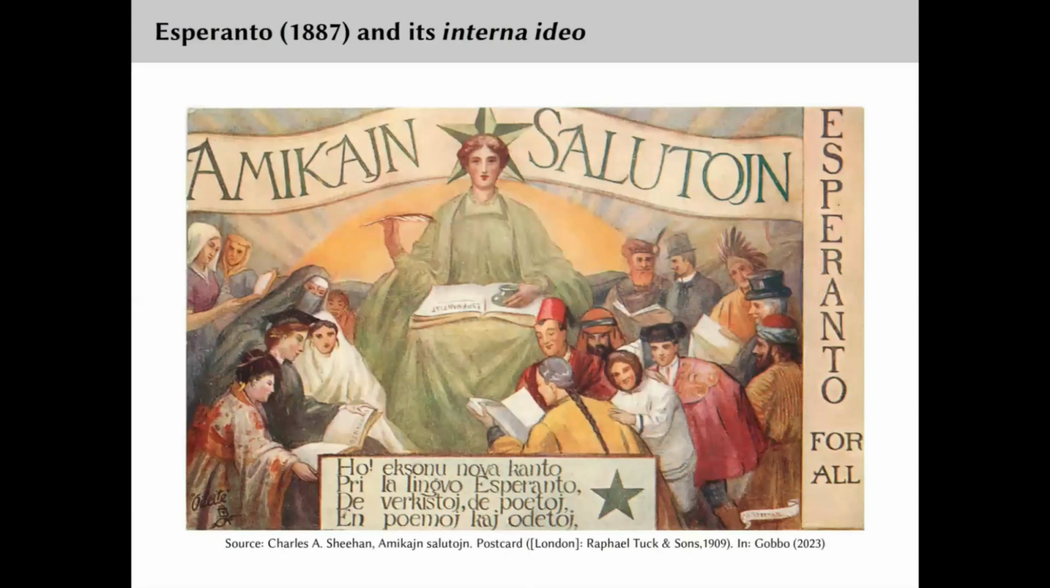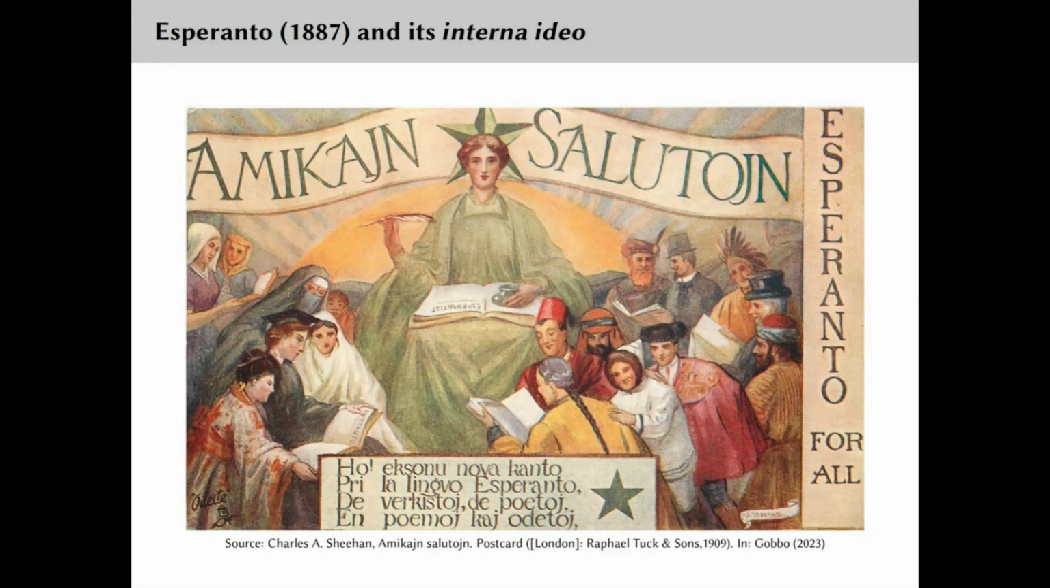We can see here a postcard of 1909, Amica saluto, in friendly greetings. And this is Hope, a goddess. And she is dressed in green, which is the color of hope. And she writes Esperanto, an Esperantist, and lists Esperantists in the book, and has this green star with 5 points, like an aura, let's say in the Christian iconography. You can see people from all over the world. You can see that from the dresses. You can see traditional dresses from Spain here, for example, or from native nations in the Americas, and so on, and from Asia, Japanese, Chinese, and so on, they are connected by Esperanto.